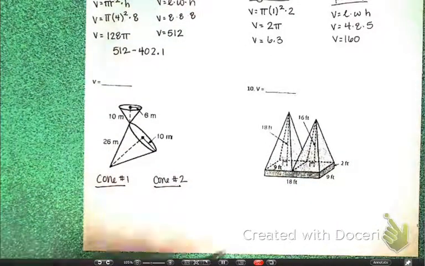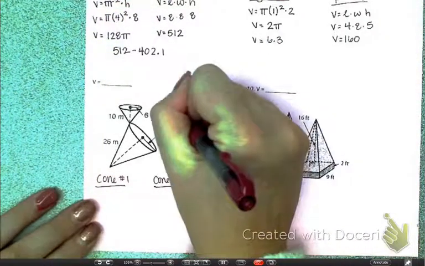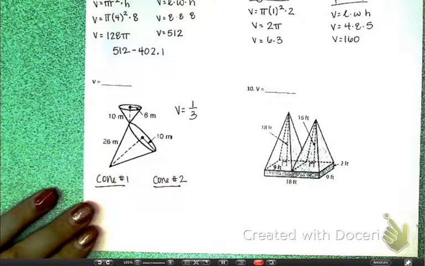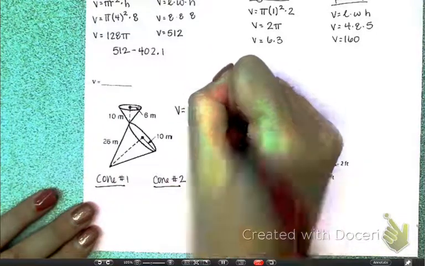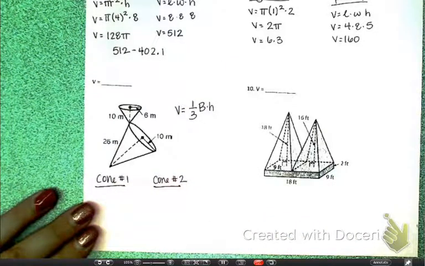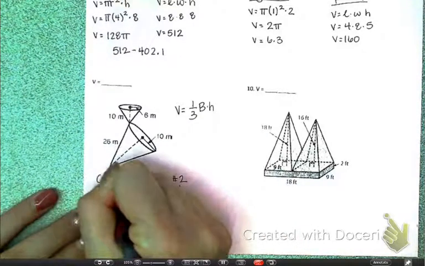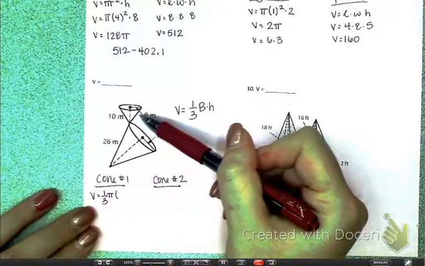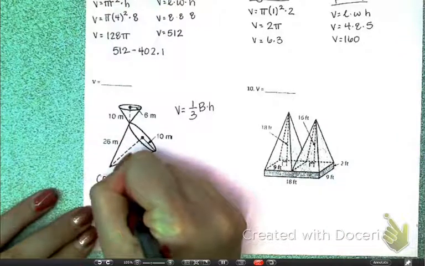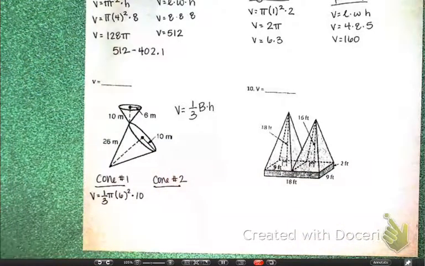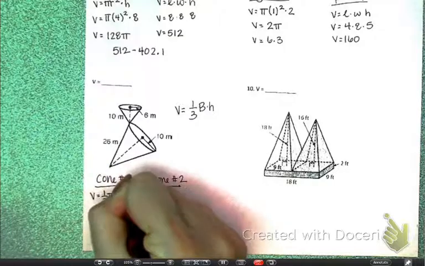Okay, for a cone, our base formula changes a little bit, or our general formula. Remember, if it comes to a point, we use the 1/3 out front. So 1/3 my base area times my height. And in this case, what is my base? Pi r squared, it's a circle. So I'm going to use 1/3 pi times the radius. Let's do the small one first. What's the radius of the small one? 6 squared. And then the height of the small one? 10. So 6 squared is 36, times 10 is 360 divided by 3 gives me 120 pi.